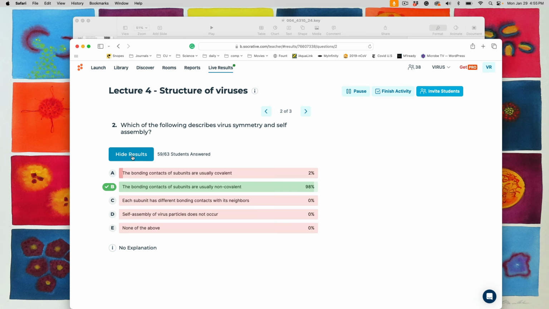98% got the right answer. The bonding contacts are usually non-covalent, right? They're not covalent. That's number 1, no. And nobody took the others, good. They're not usually covalent, they're usually non-covalent.